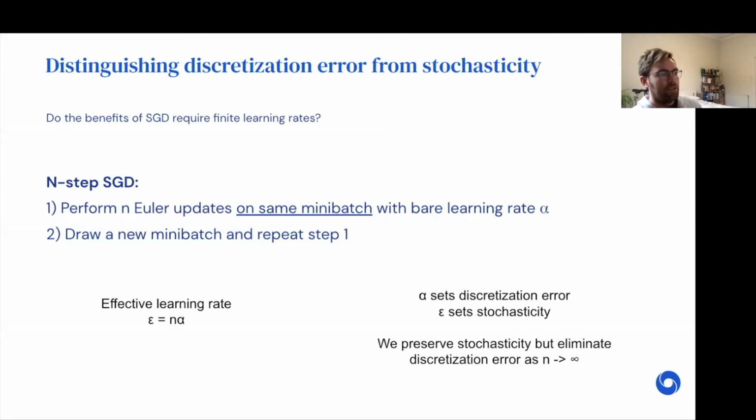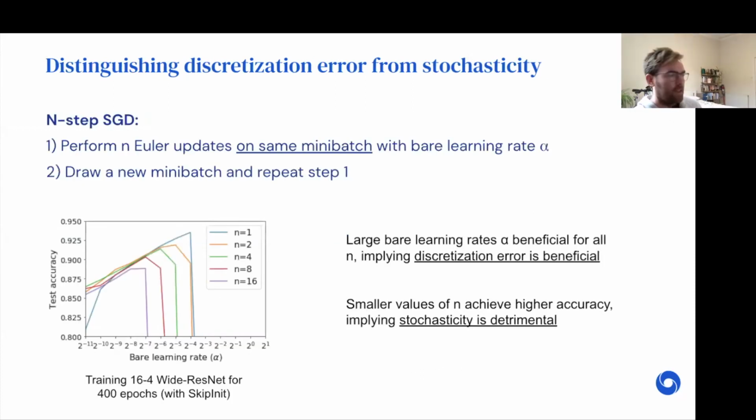And so this bare learning rate alpha is defining the discretization error, how large a step you take. And this effective learning rate epsilon sets the stochasticity. And so we can preserve this stochasticity, but eliminate the discretization error in the limit that this number of steps n goes to infinity. So that's the experiment that I'm showing here on the left. The thing that's pretty neat to see is that for a range of numbers of repeats n, the test accuracy consistently depends on the bare learning rate alpha. But then as you increase the bare learning rate alpha, large values of n go unstable. And as a consequence, the smallest value of n achieves the highest test accuracy.